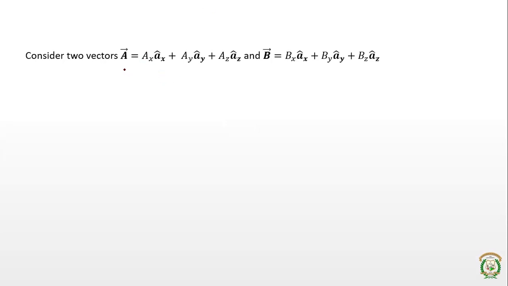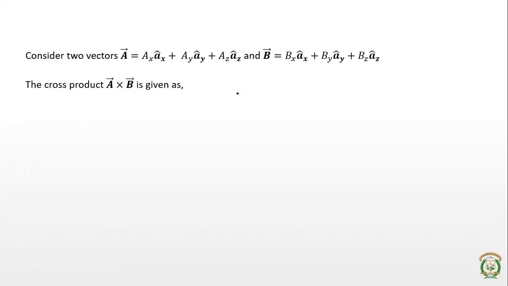We will take two vectors. Consider two vectors in rectangular coordinates, a and b. You can express a as Ax ax plus Ay ay plus Az az. Here Ax, Ay and Az are the components of vector a in the x, y and z directions. Similarly, there is another vector b, which is Bx ax plus By ay plus Bz az. So Bx, By and Bz are the components of b in the x, y and z directions respectively. Now we are supposed to find the cross product of a and b, a cross b.